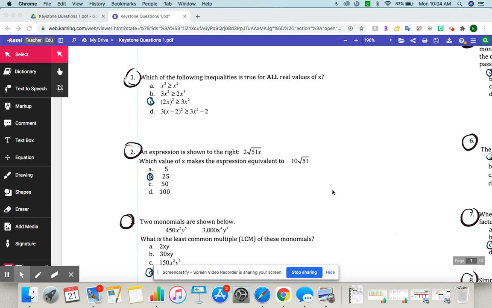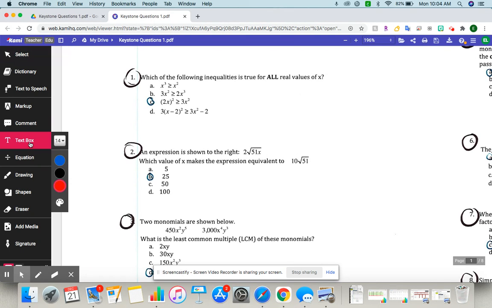This video is to go over the answers to any Keystone questions from the current assignment. So looking at number 1, it's asking which of the following inequalities is true for all real values of x.